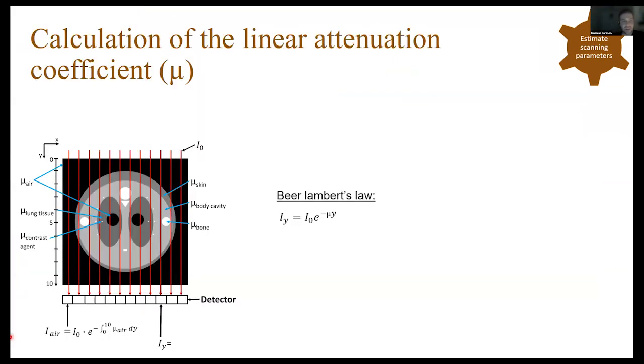Another small example, let's imagine that we scan, let's say, the chest of a human or a rodent. We can actually sum up here the sum of the attenuation coefficients, and they are e raised to minus the sum of these attenuation coefficients.